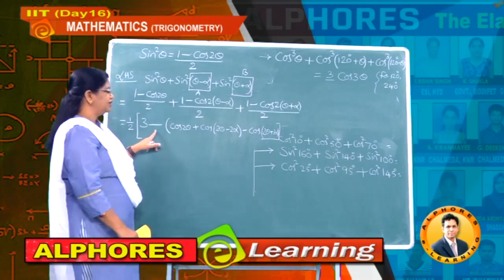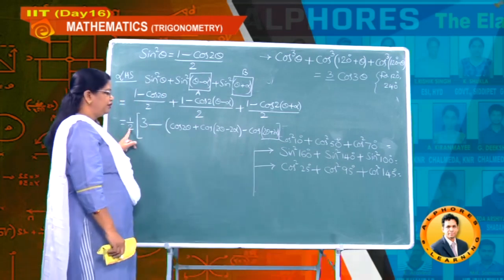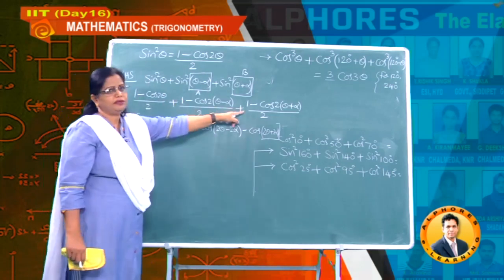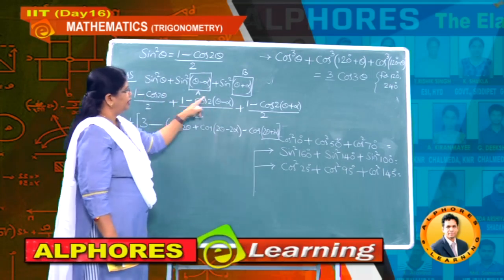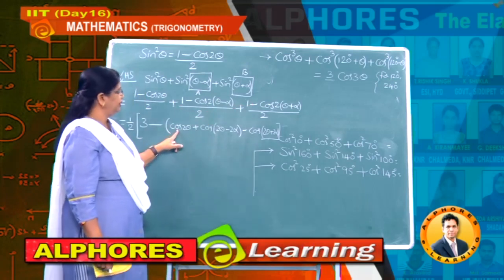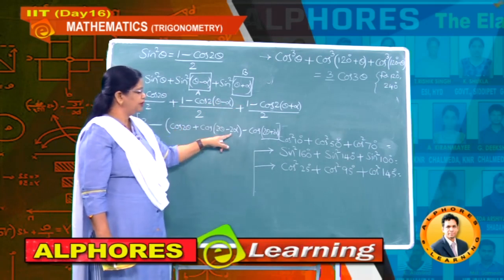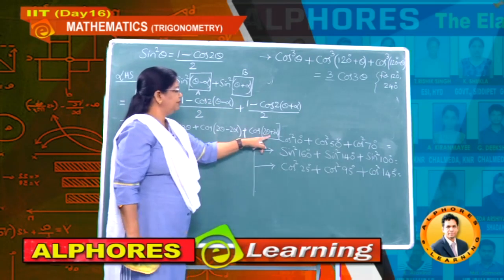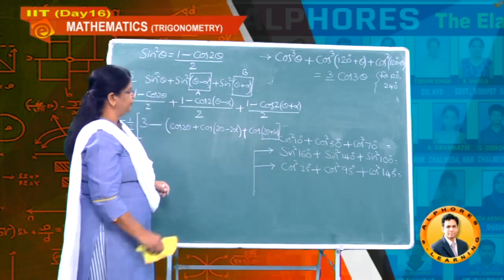Now you got this kind of value: 1 by 2 common for all, 3 values are there, 1 plus 1 plus 1 is 3, minus we have taken common from each of the cos values, then cos 2 theta plus cos of 2 theta minus 2 alpha, again here plus symbol, cos of 2 theta plus 2 alpha.